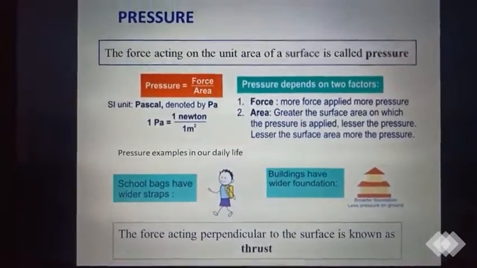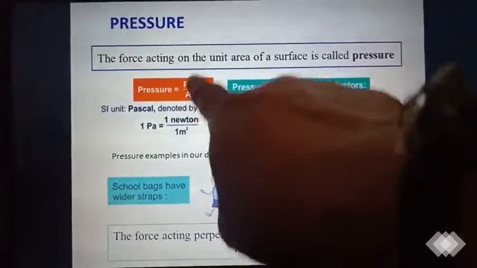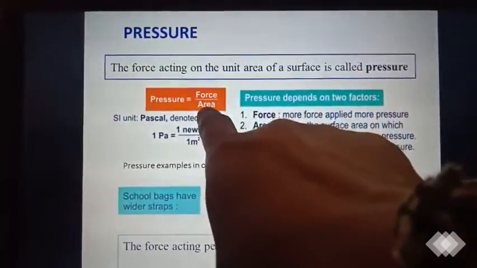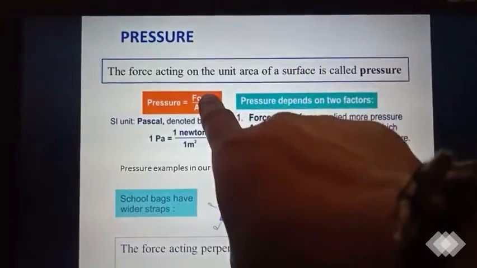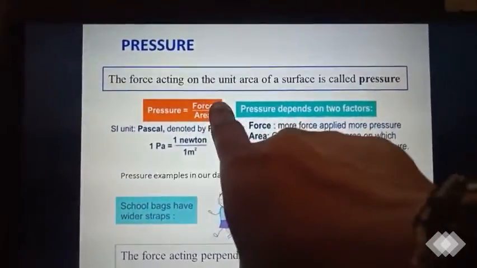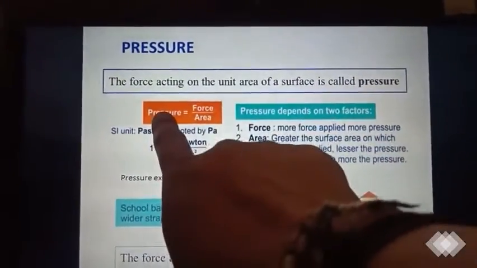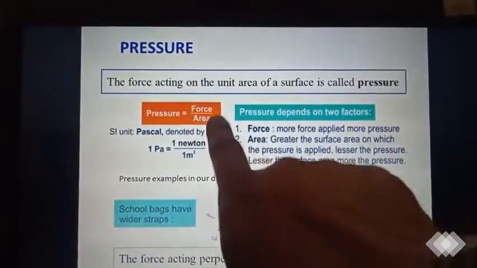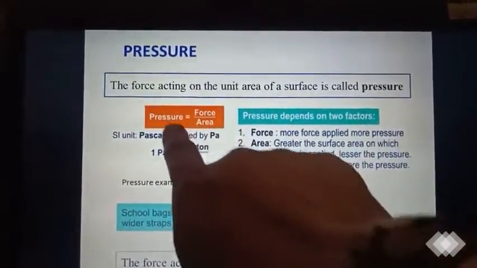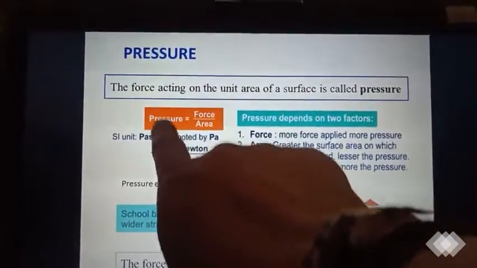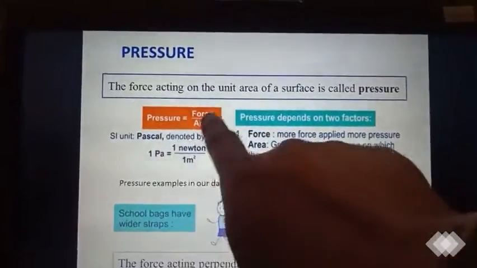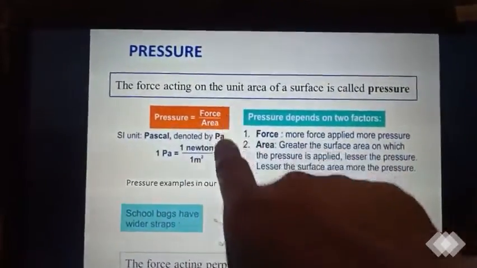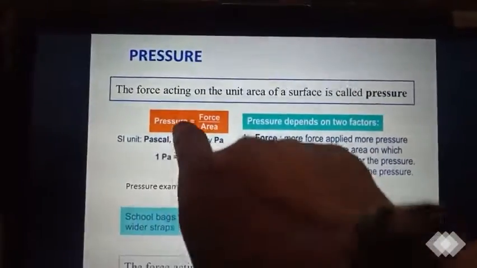Pressure depends on two factors. On seeing the formula itself, you can say it depends on force and on area. The force is in the numerator, so wherever the force increases, the pressure will increase. Whereas the area is in the denominator. Wherever the area increases, it is inversely proportional, so the pressure will decrease. When the area decreases, the pressure will increase. When the area increases, the pressure will decrease.